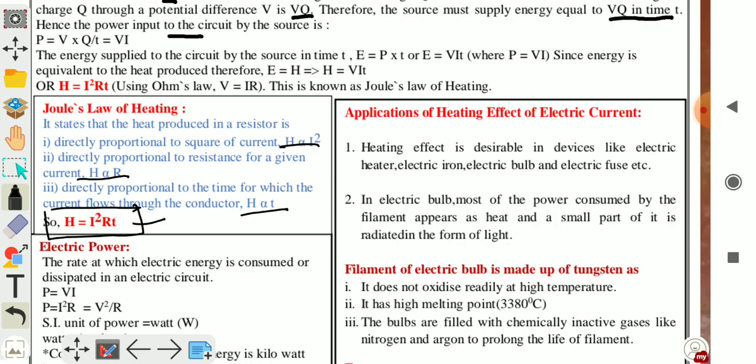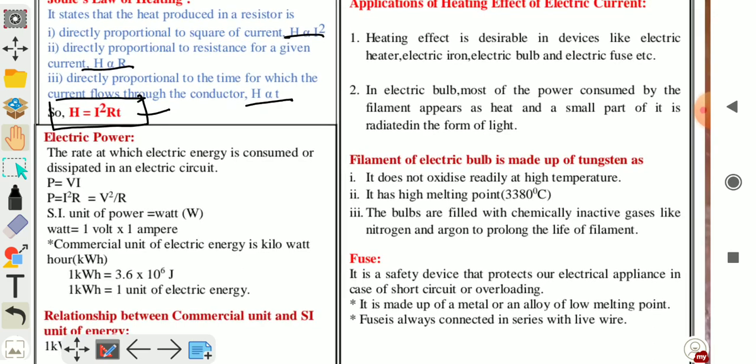Now electric power. What do you mean by electric power? Electric power means the rate at which electric energy is consumed or dissipated in an electric circuit. That is called electric power. P equal to VI. If we put the value of V equal to IR, then we will get P equal to I square R, or V square upon R.